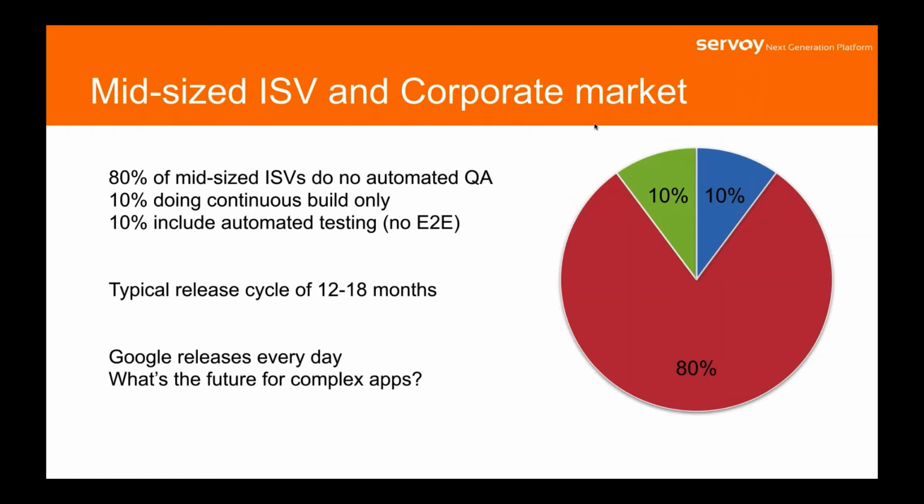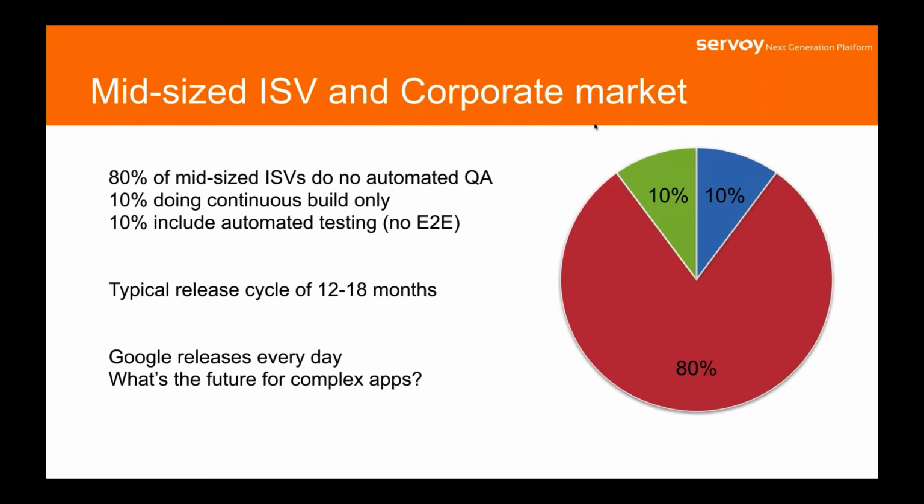Now, we also see things in the industry changing rapidly. Google releases stuff every day. Sometimes we don't even see it. If you run Chrome, that's an example we often use, we typically don't even see that it was upgraded. And the question is, what does that mean for complex apps?